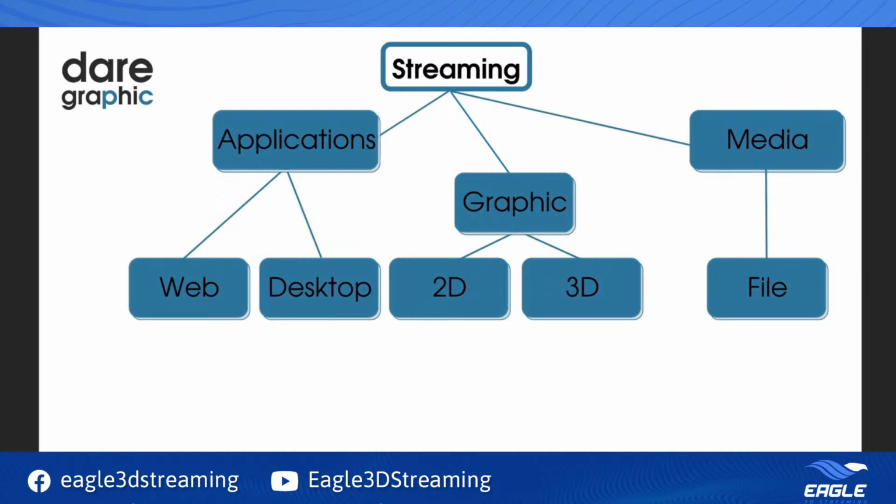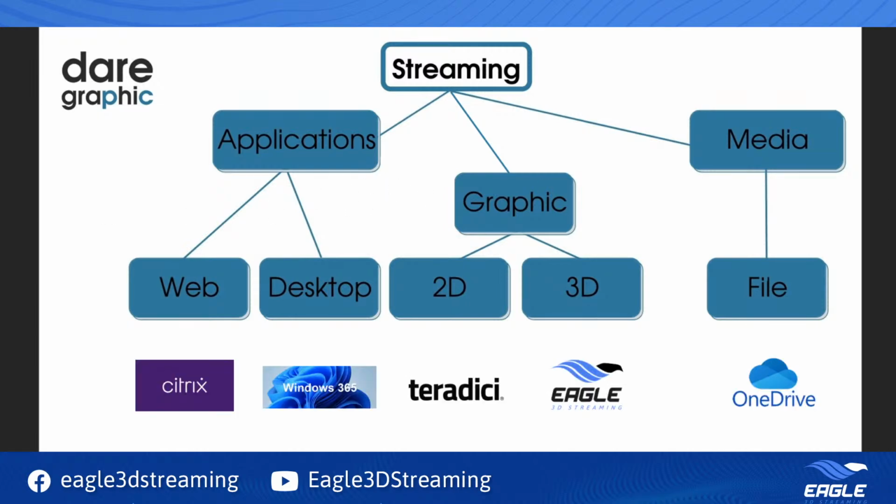So if you go to the next slide, I'll show you some examples. From an enterprise level, one of the most popular streaming applications on the web has been Citrix. There are many others; I just had to pick one, otherwise the slide will go on forever. A desktop version will be Windows 365. This is not Office 365. This is Windows 365, which is quite different.